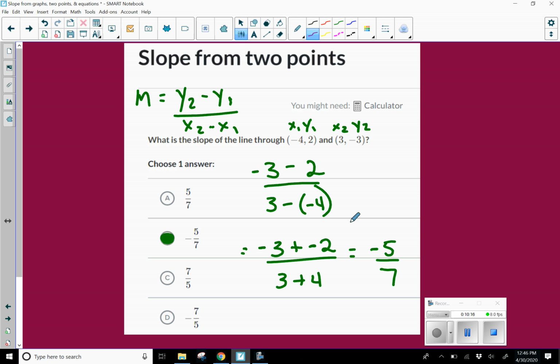So that's going to leave us with a slope of negative 5/7, which means that you have a line that is decreasing left to right. And if you were to graph your line, it means that you would be going down 5 over to the right 7, down 5 over to the right 7.